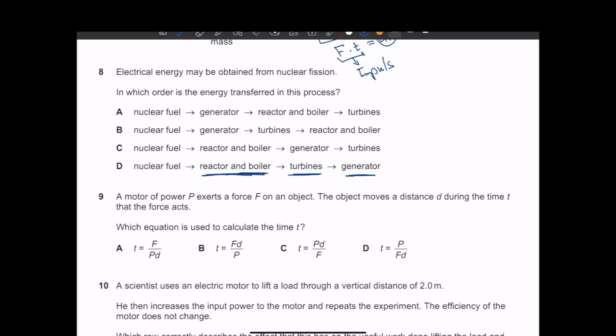Then it could boil the water. The steam will come out with a very high pressure to turn the turbines. The turbine will drive the generator to produce electricity. So the right answer, depending on that, is going to be D, and the rest are wrong because of the order in which the processes happen.